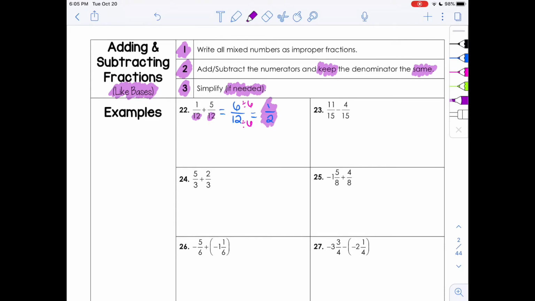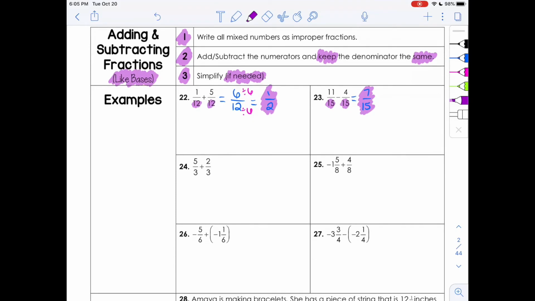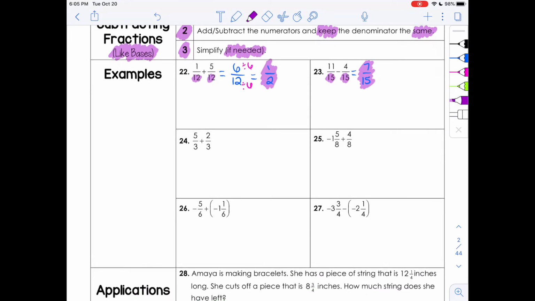Number 23, again, the denominators are both 15, and we are subtracting in this problem. So because our denominators are the same, we can simply subtract our numerators. 11 minus 4 is 7. And our denominator of 15 stays the same. 7/15 does not simplify, so we leave it as the proper fraction. Let's take a look at number 24.